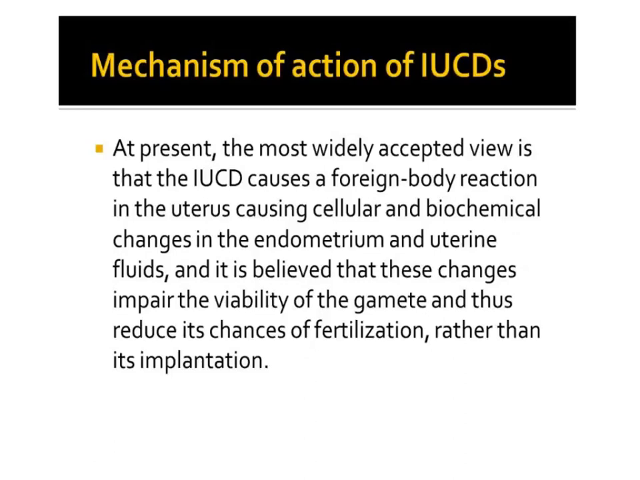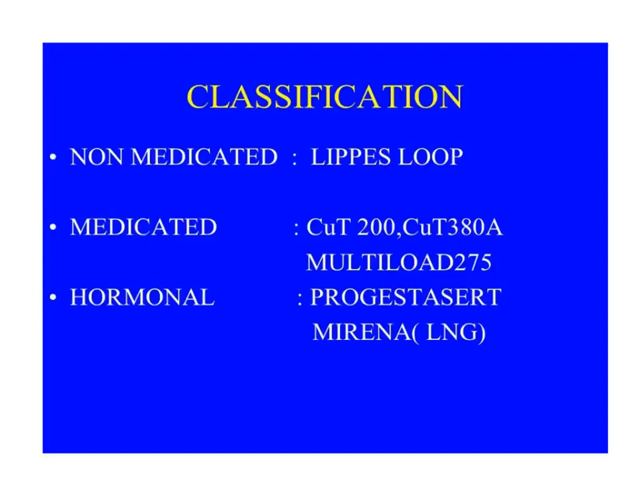At present, the most widely accepted view is that the IUCD causes a foreign body reaction. With a foreign body reaction, there are cellular and biochemical changes within the uterus, which become non-conducive for implantation. It is also believed that it changes the viability of the gametes, because they have to pass through the uterus and fallopian tube. So this reduces the chances of fertilization rather than implantation. Accordingly, we have non-medicated loops like the Lippes loop, medicated copper T 200, 380, multiload copper, and then Progestasert, where the name suggests it is progesterone.